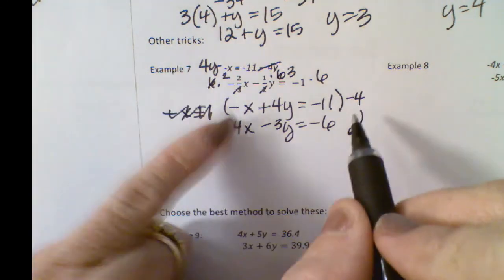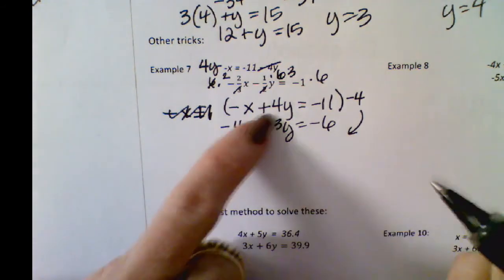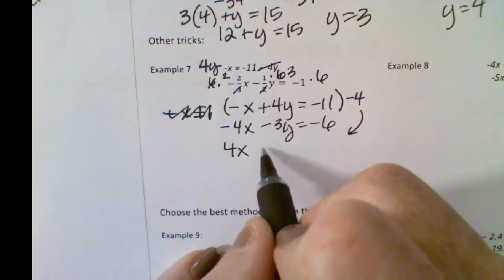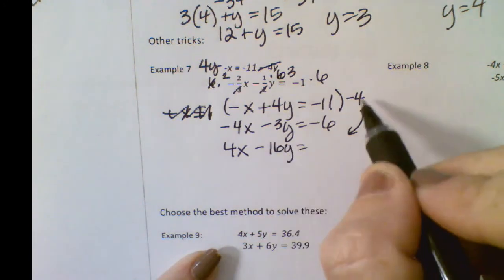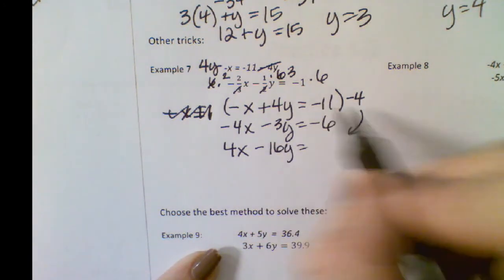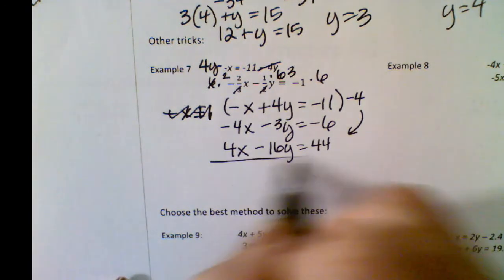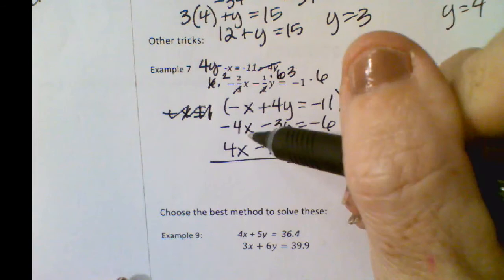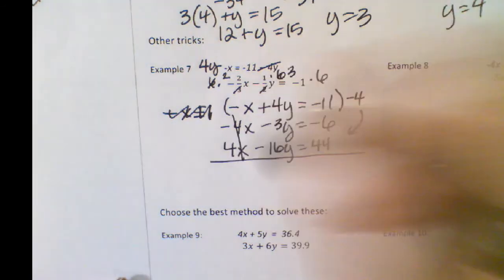So what's negative 4 times negative x? 4x, which is what we wanted. What is 4y times negative 4? Good. And negative 4 times negative 11. 44. Good. All right. Let's see what we've got. So, what happens to our x term? They cancel out because they're opposite signs.